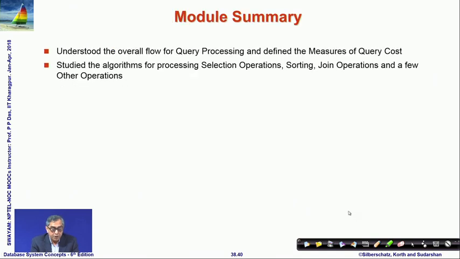So, in this module, we have just given a very brief outline of the steps involved in query processing, and the measures that typically define a query cost. We have talked about some of the simple algorithms for selection, sorting, join and aggregation operations. In the next module, we will talk about elementary optimization strategies for processing of queries.